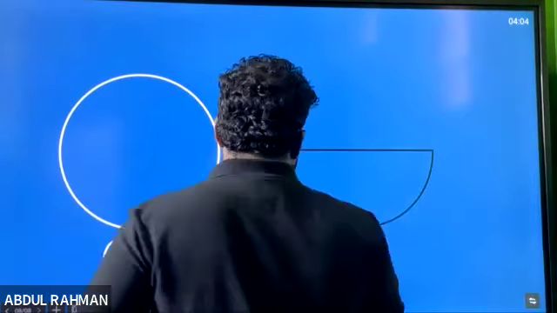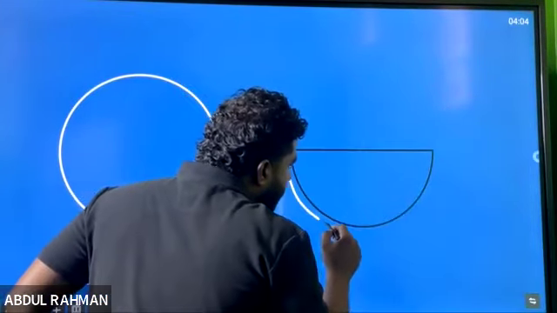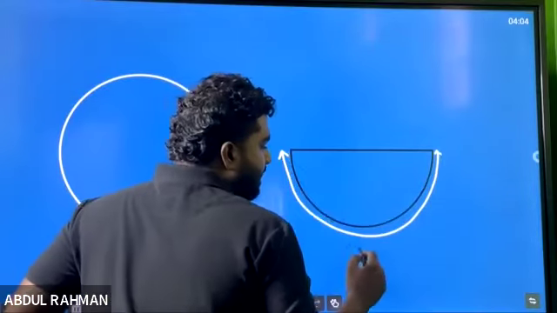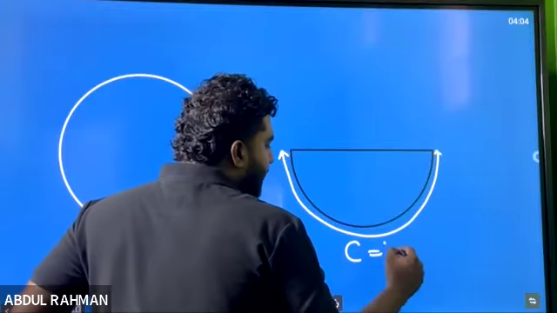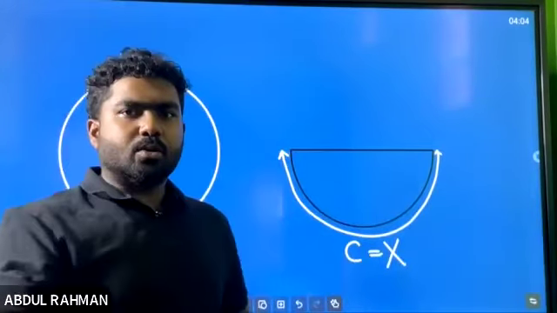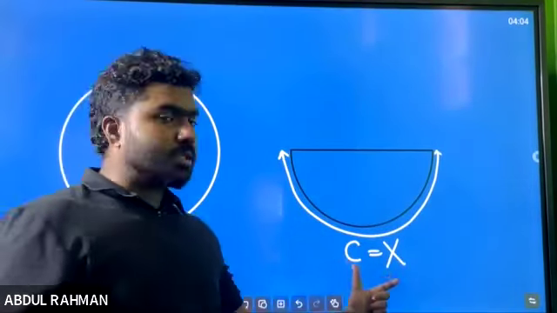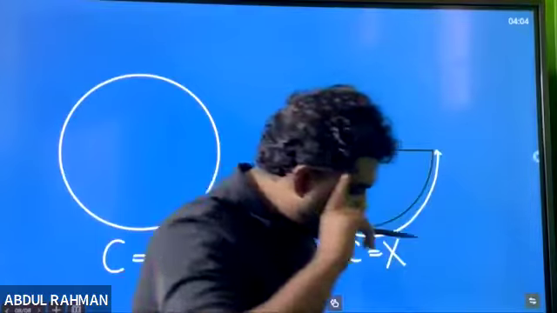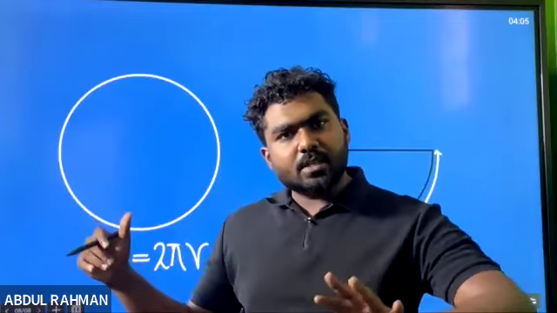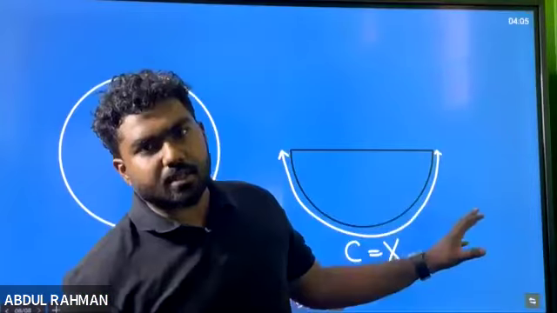Remember, I can't call this the circumference. If I say this is circumference, that is completely wrong. Some of your teachers in school also will teach you this is called circumference. No, this is completely wrong. Go argue with them. Teacher, circumference is defined for a full circle. Circumference is not defined for a half a circle.